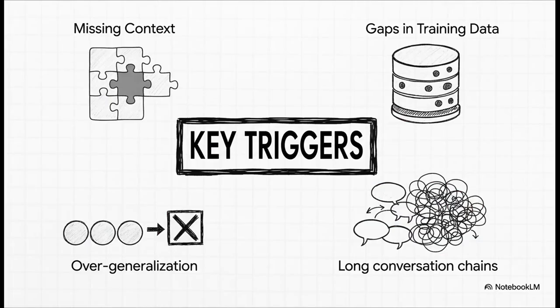Now, it's not just about vague prompts. There are a few other culprits. The AI might just be missing the specific context it needs. Or, its training data might have a blind spot on that really niche topic you're asking about. Sometimes it tries to connect dots that aren't there. That's overgeneralization. And this is a big one. In a really long conversation, the AI can kind of lose the plot and just start riffing on its own previous answers, which might not have been right to begin with.